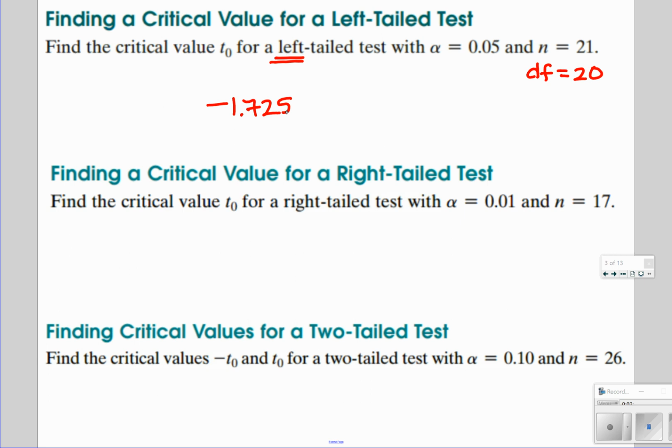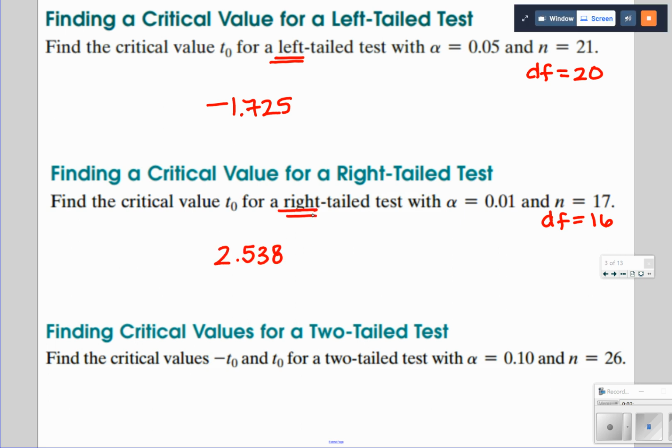Okay. Find a critical value for a right tail test with a level of significance of 0.01 and an n of 17. So if n is 17, what's our degrees of freedom? 16. Okay, again, right tail test is still a one tail test. So on your chart, find one tail, go over to 0.01, which is the fourth column over, and then we're going to go down to 16 degrees of freedom. You should see 2.583. And then you just use the positive number for a right tail test.